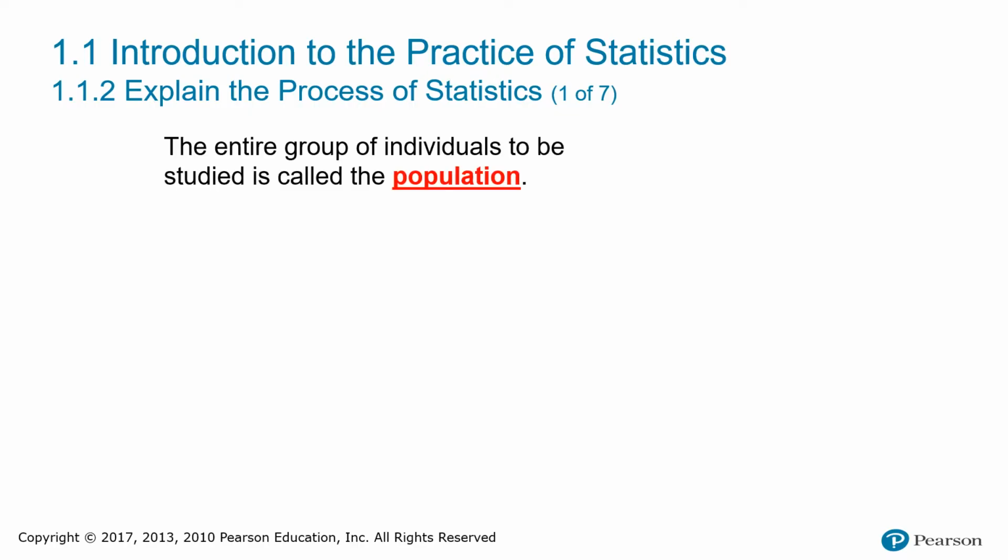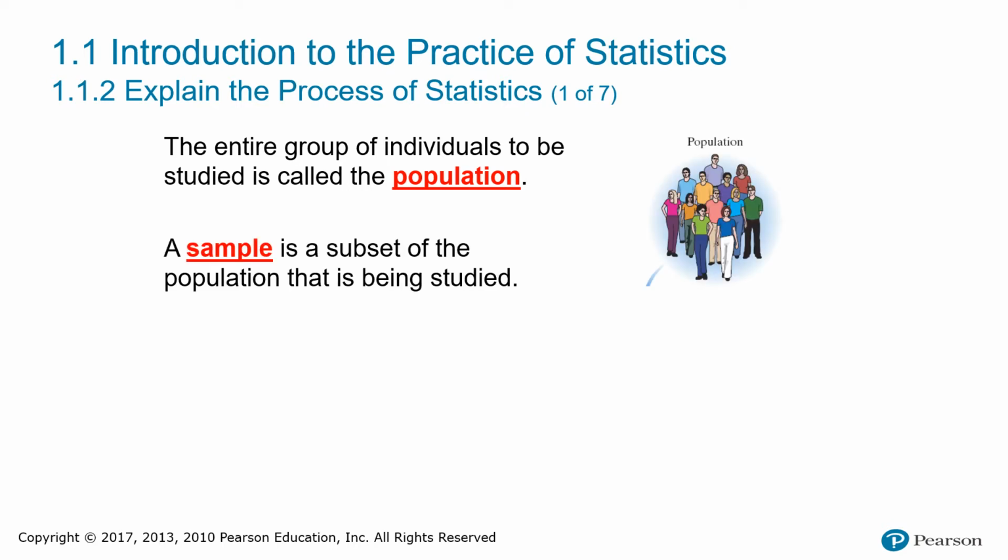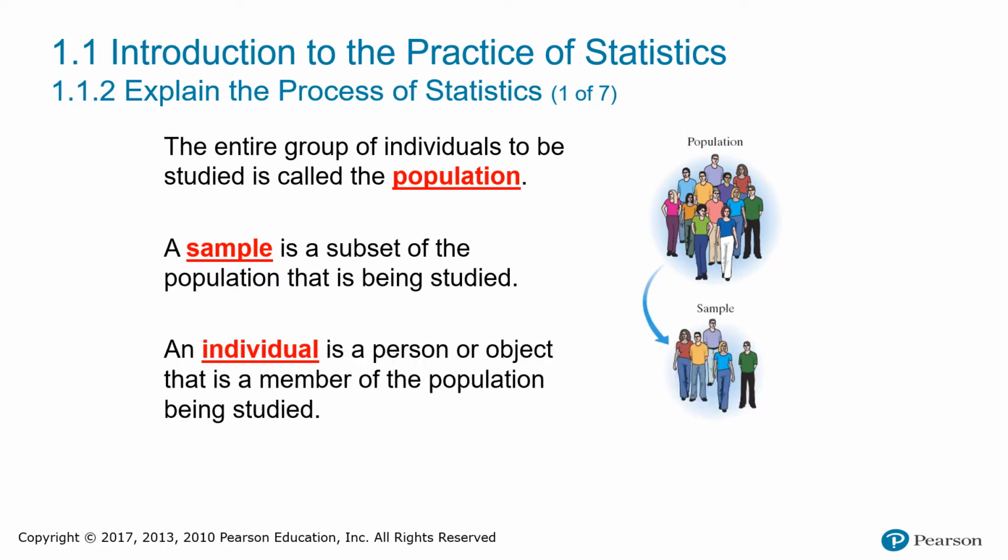As a quick review, when we are talking about an entire group of individuals to be studied, that is our population. When we take a subset of that group, a subset of the population, that is called our sample. And then an individual person or object that is a member of the population being studied is just called an individual, okay?